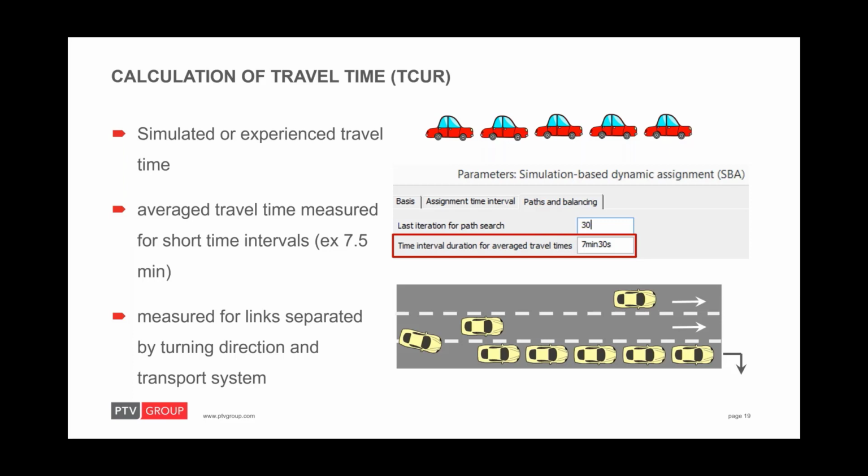These travel times are measured in short-term intervals. For example, you can set the intervals as 7.5 minutes, and that's used as a way to have points of time in which these average travel times are considered for the time interval. Then these are also measured for links separated by turning directions. So a whole movement is typically considered in this case instead of simply the link-to-link travel times.